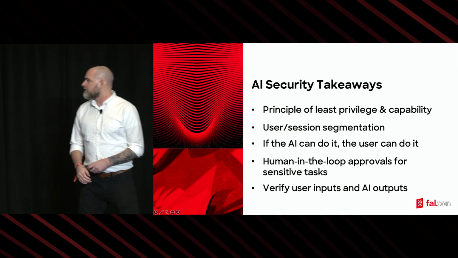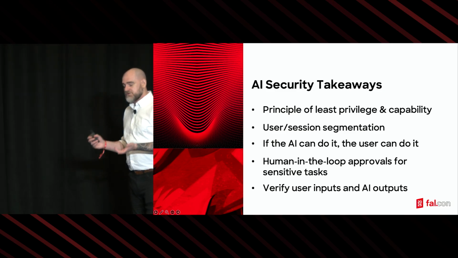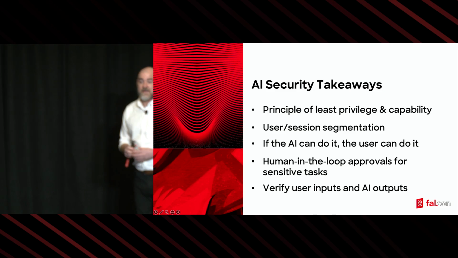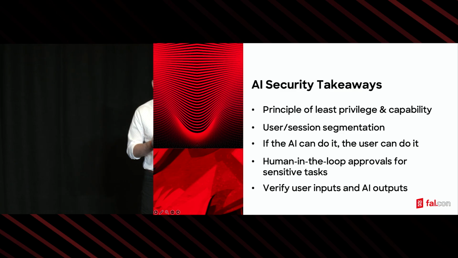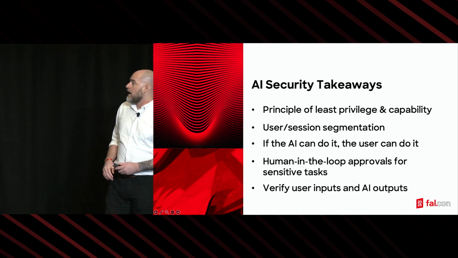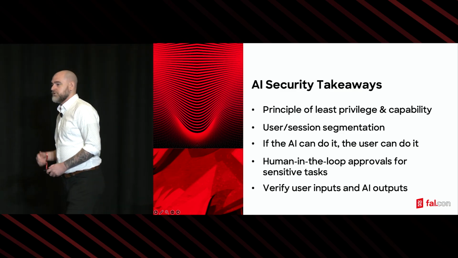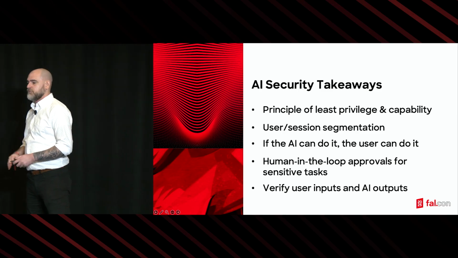So for high-level takeaways, principle of least privilege: treat your agents as users when it comes to thinking about security. They should only be able to access things that a user of their level should be able to access. But also the principle of least capability. Your model doesn't need to be able to do everything.